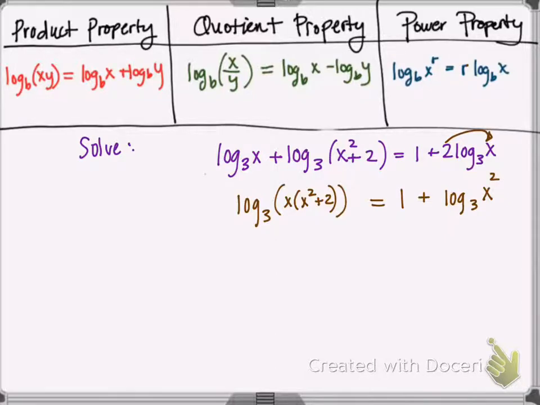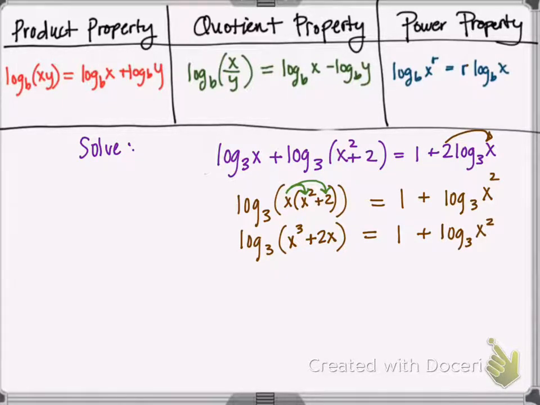So let's go ahead and distribute on the left-hand side here. Let's distribute the x to both terms so we can modify our argument. So this is log base 3. X times x squared is x to the third, and x times 2 is 2x. And that's equal to 1 plus log base 3 of x squared.